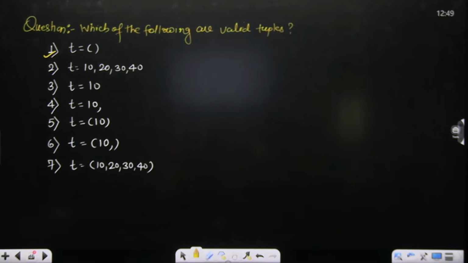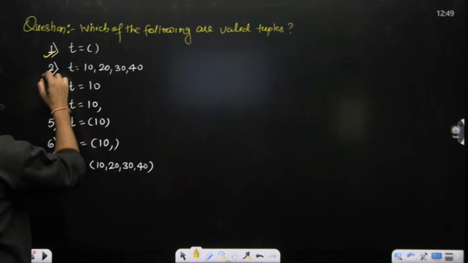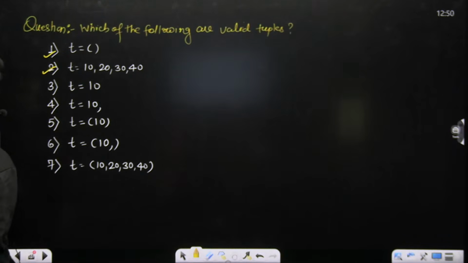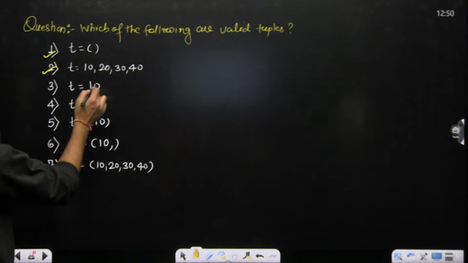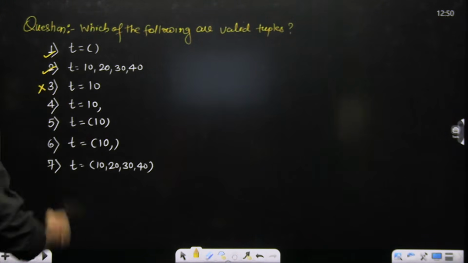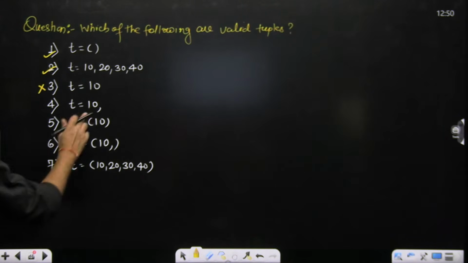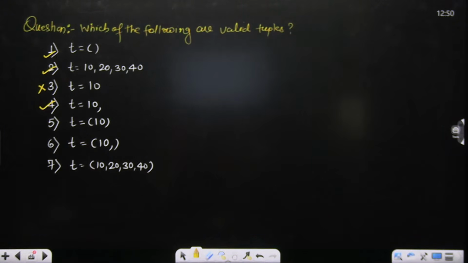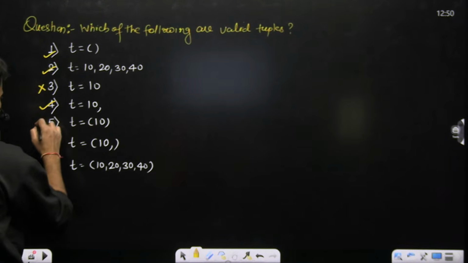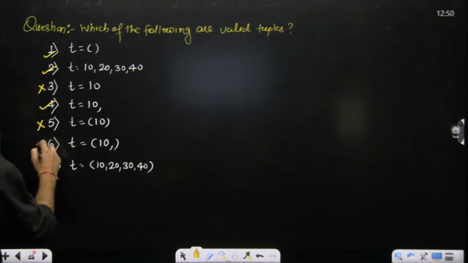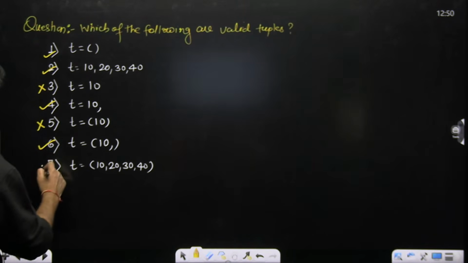Sir, parenthesis is not compulsory, it is optional. This is also valid. What about this one, student? T equals 10. This is not valid, student, because a single element tuple must end with a comma. So this is not valid. What about the fourth? Yes, ending with comma. This is valid, student. What about the fifth, student? The fifth is not ended with a comma. This is an integer value, so this is not a tuple. This is a single value tuple, and yes, this is correct.